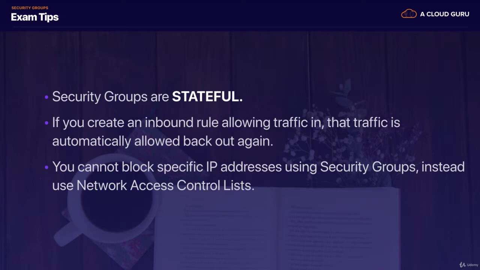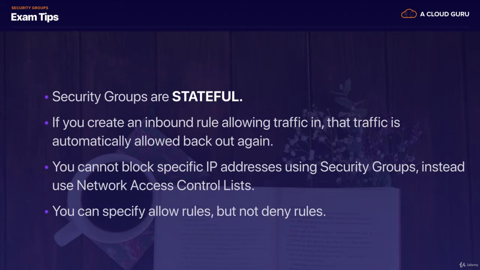And you cannot block specific IP addresses using security groups. Instead, you're going to do this using network access control lists, and we're going to learn all about that in the VPC section of the course. And then finally, you can specifically allow rules, but you cannot set any deny rules in a security group. So if you see any scenario questions about setting up a deny rule on a security group, they don't work like that. By default, they deny everything, but then you go in and allow. You can't put a specific deny rule on a security group, but you can do that with network access control lists. And like I said, we will cover that in the VPC section of the course.